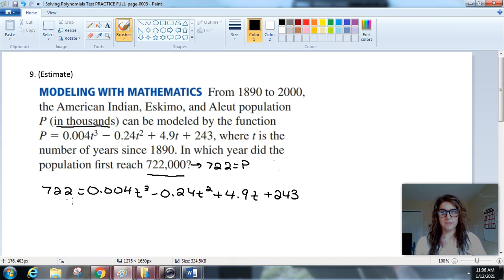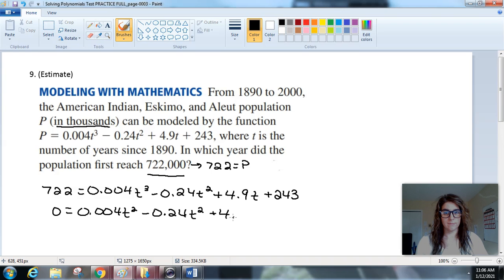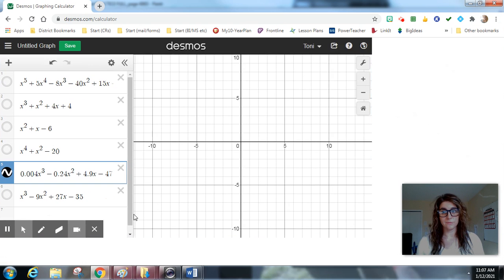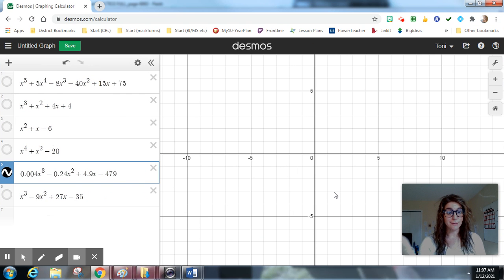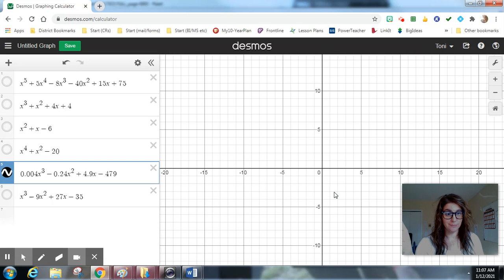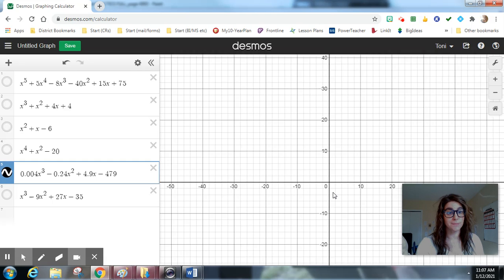We know we're going to subtract that 722, so we can have it equal to 0. When we subtract those, 243 minus 722 is minus 749. Now I'm going to just simply put that in my Desmos calculator. And here we go. So there's my equation down here. I see nothing. Doesn't mean that there is no root. It means start scrolling out. So scroll, scroll, scroll. You're going to see something somewhere.